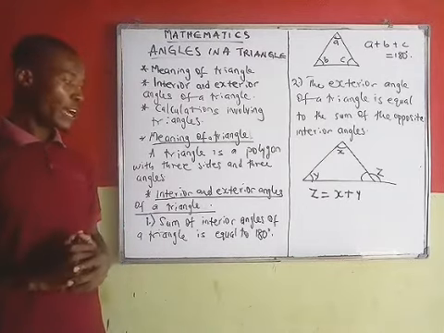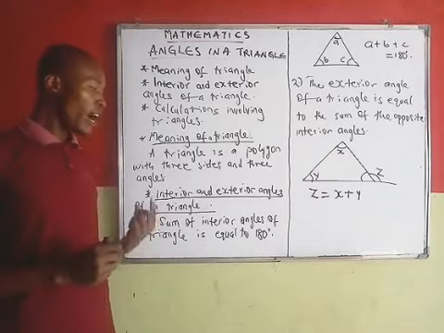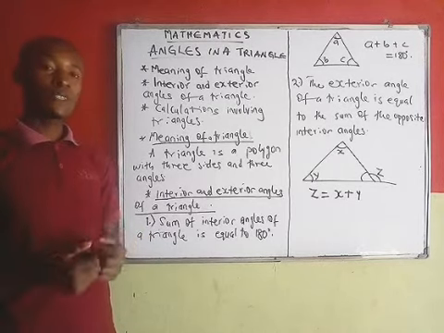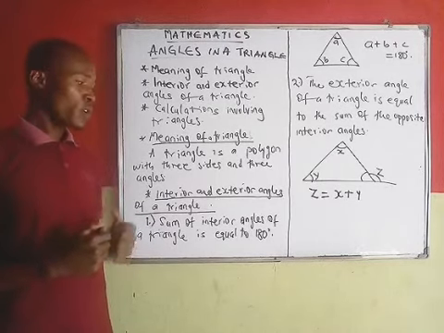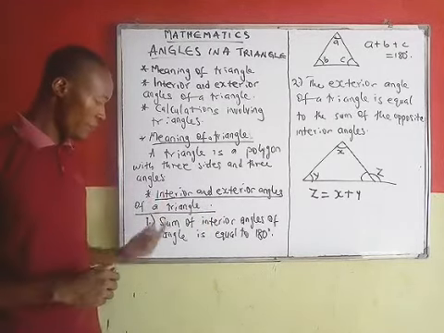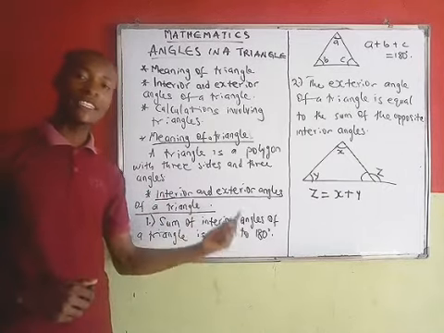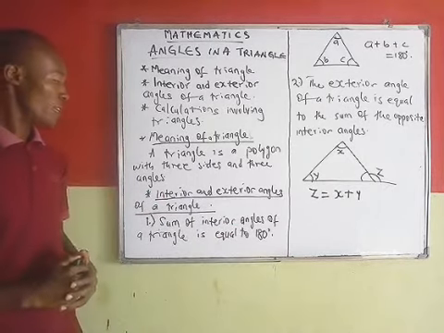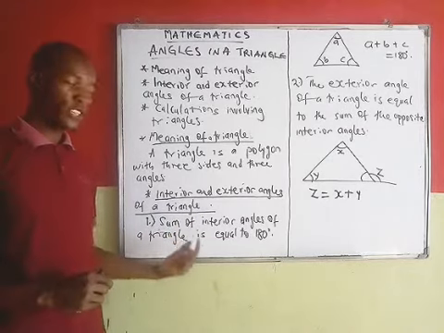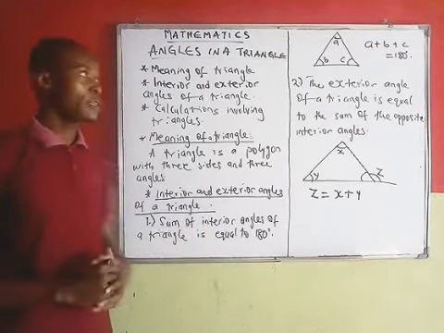In the interior and exterior angles of a triangle, we'll have some rules that will help us to solve some problems related to triangles. One of them is this: the sum of interior angles of a triangle is equal to 180 degrees.